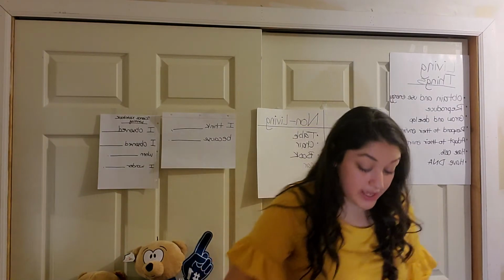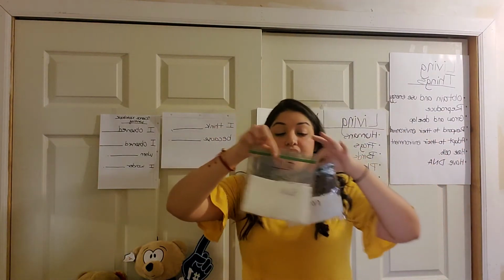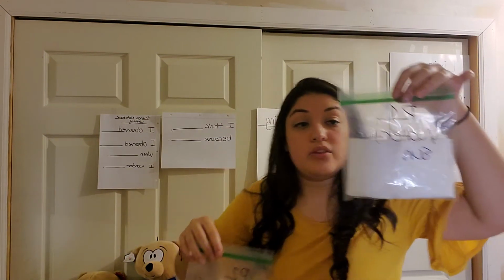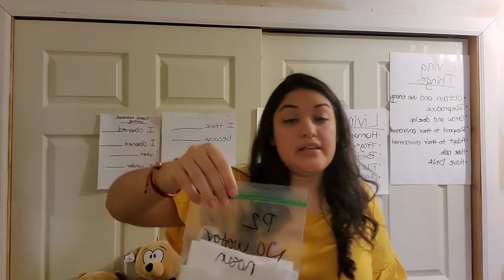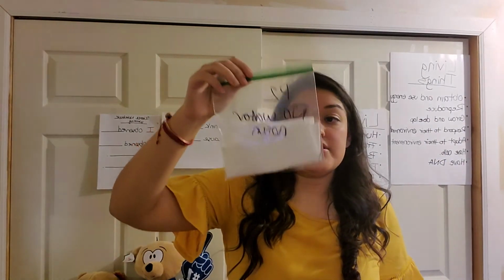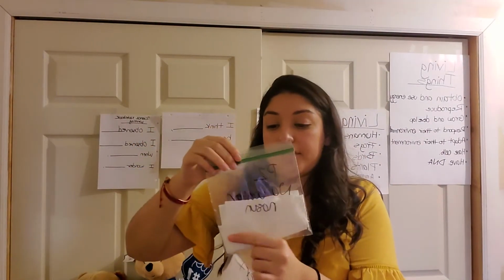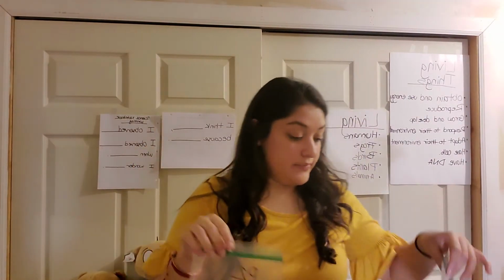So once we have our Ziploc bags, they're gonna look like this. P1 with water, and it's gonna be placed in the window with the sun. And P2, the seed in the paper towel with no water and no sun. This is gonna go in our closet.